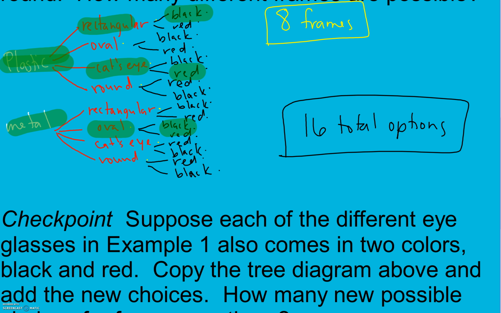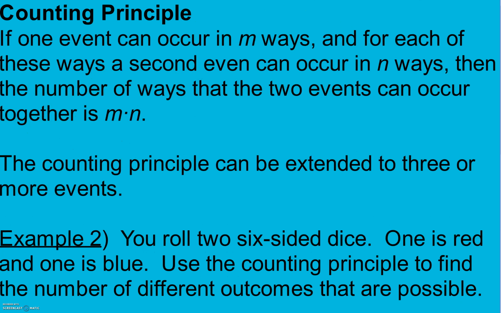But if all we're looking for is the total number of options, then the counting principle here is very helpful. If one event can occur in m number of ways, and for each of those ways a second event can occur in n number of ways, then the number of ways that the 2 events can occur together is m times n. What we mean here, guys, is if there's 2 different types of materials, and there's 4 different types of shapes, we can multiply those numbers together and get that there are 8 different types of glasses.